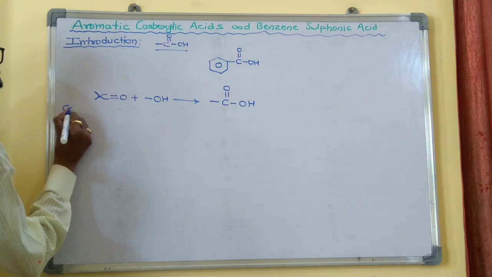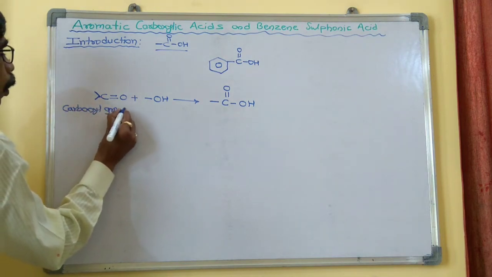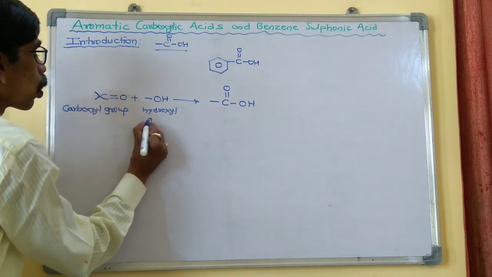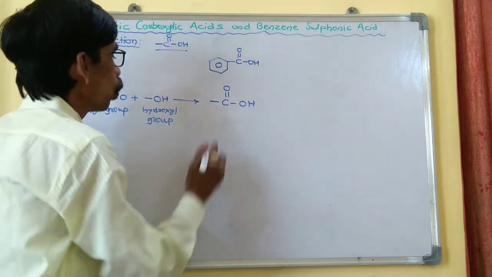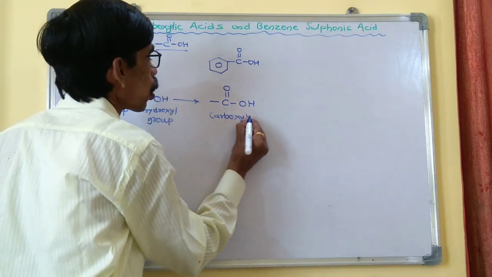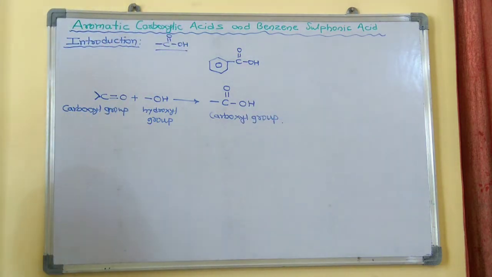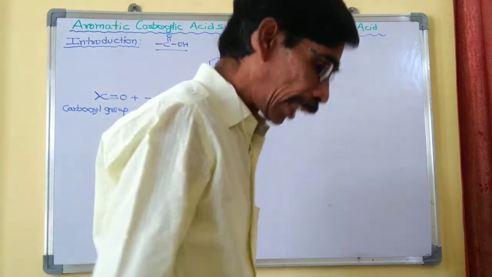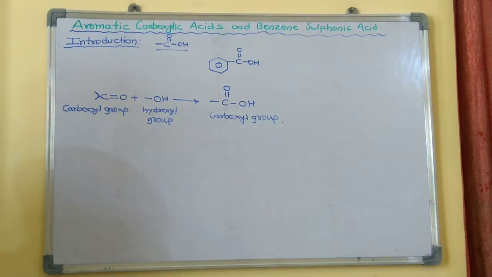Now this is the carbonyl group. This is the hydroxyl group. And when these two groups are joined to one another, they form the carboxyl group. Okay. And whenever this carboxyl group is directly linked to the aromatic nucleus, then they are called the aromatic carboxylic acids.